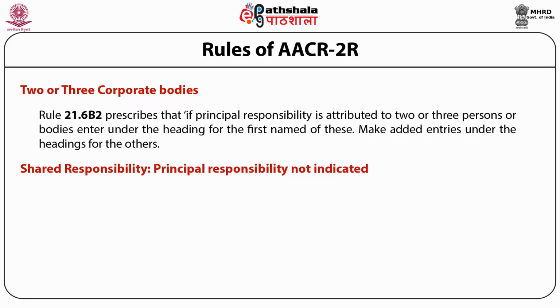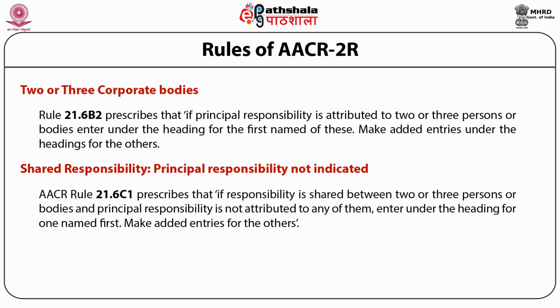Shared responsibility, principal responsibility not indicated. AACR rule number 21.6c1 prescribes that if responsibility is shared between two or three persons or bodies and principal responsibility is not attributed to any of them, enter under the heading for the one named first. Make added entries for the others.